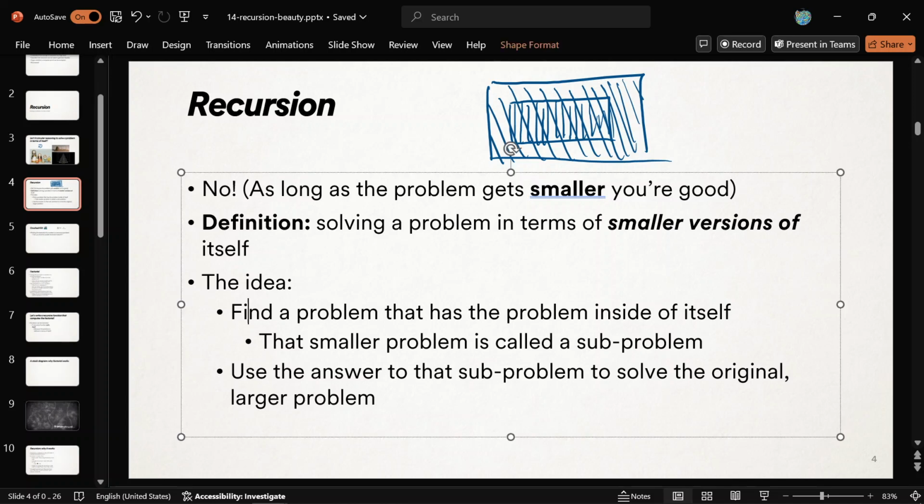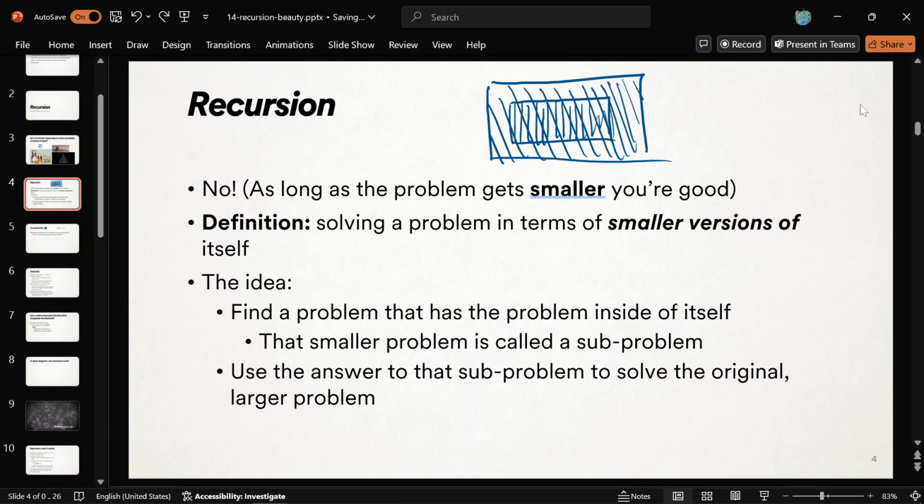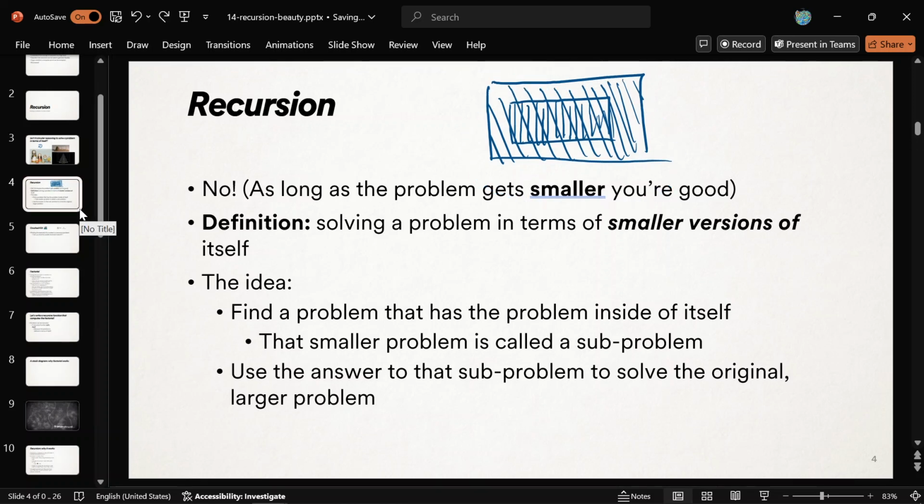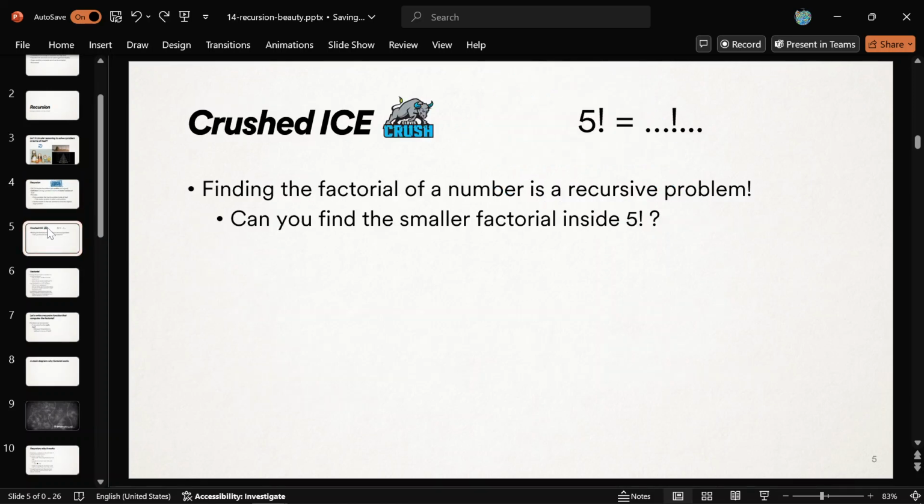What you do is you find a problem where you can find a smaller version of it inside of itself, and that smaller version is called the sub-problem. Then you go and find that answer. You get to assume that you get it, which is weird to think about, I know. Then you use that answer to solve the original problem. That's how that works. So the quintessential recursion example, the one that everybody likes to teach first, is factorial.